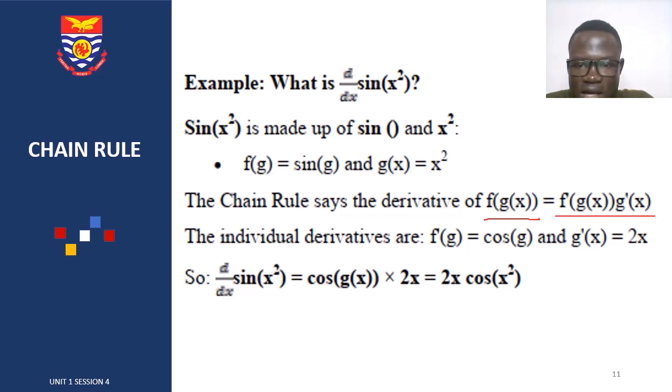So the individual derivatives are: the derivative of sine g will give us cos g, and then the derivative of g of x, which is x squared, will give us what? 2x. So the derivative of sine x squared will give us cos of g of x times what? 2x, which will give us 2x cos x squared.